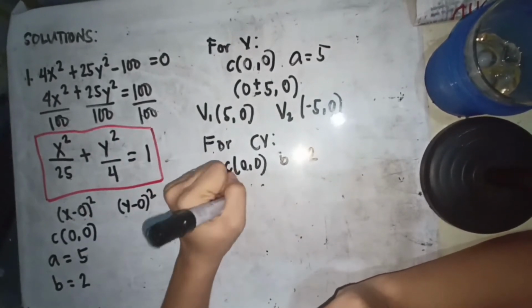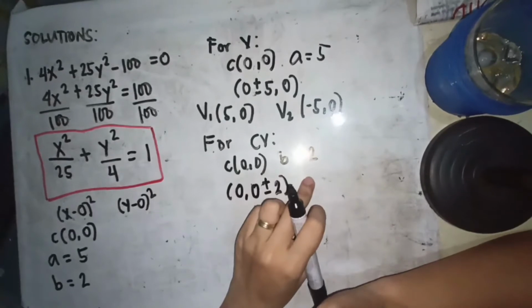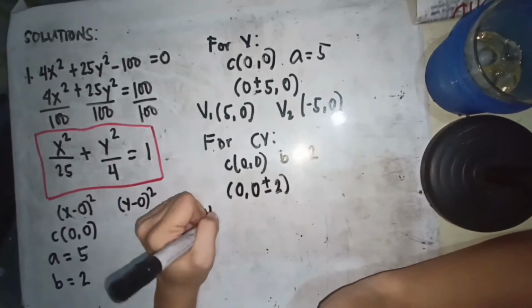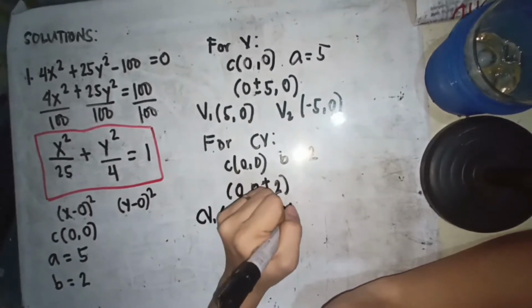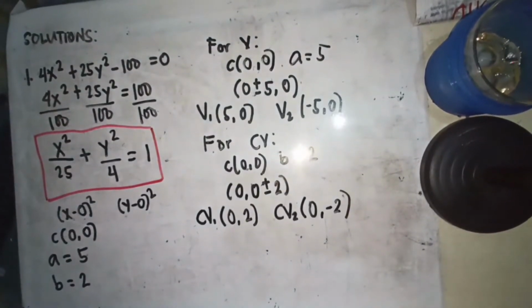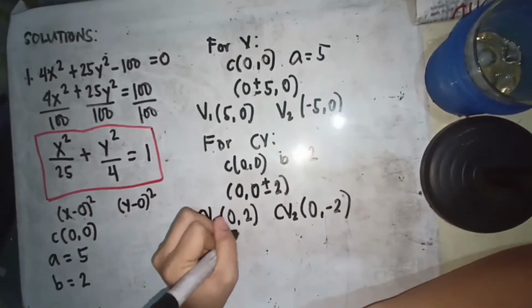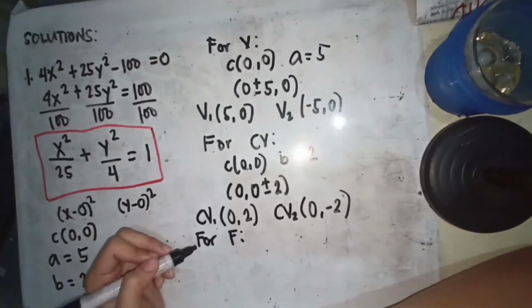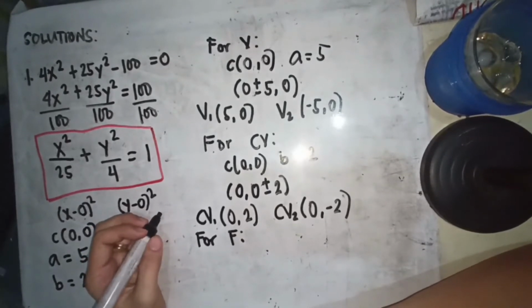So, we'll have 0 and 0 plus minus 2, which is again the distance b. So, we'll have CV sub 1, that is 0 and positive 2. And we have CV sub 2, that is 0 and negative 2. Okay, nanatay vertex and vertices and co-vertices. Okay, next, for our foci, for F, foci. Okay, before ta makapangita sa coordinates of foci, we have to solve for the distance C, no?